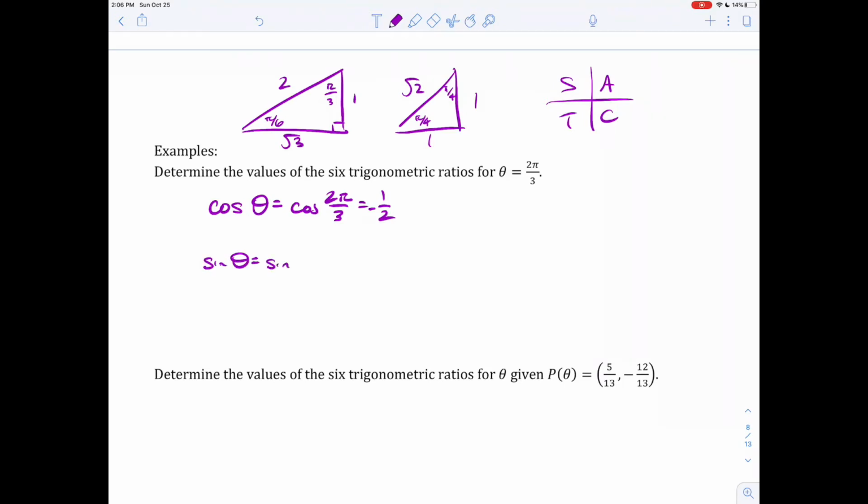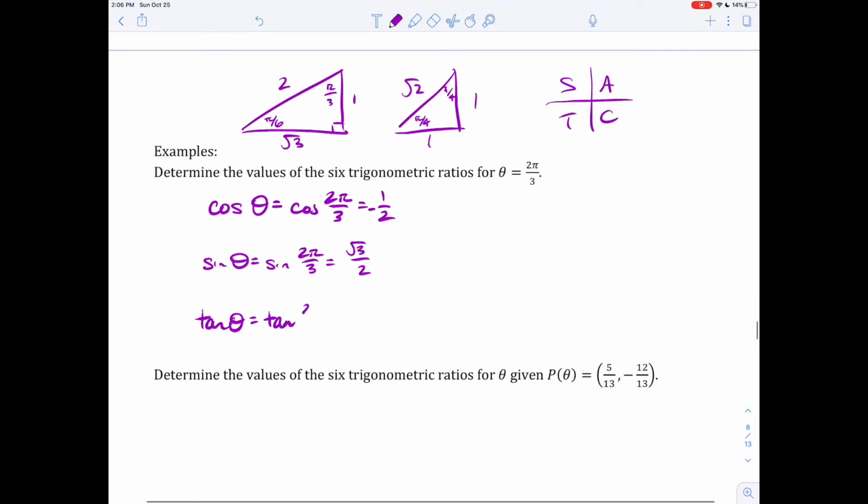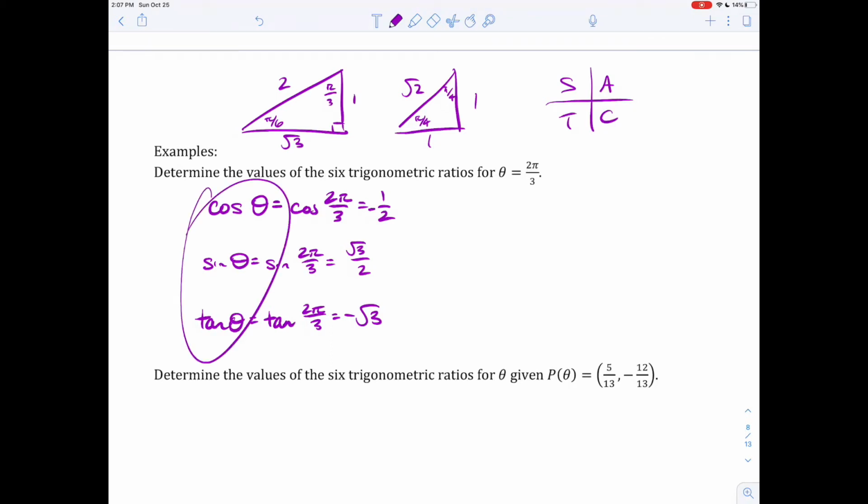Sine theta, which in this case is sine of 2 pi over 3. Here's your pi over 3. Opposite over hypotenuse is root 3 over 2. Again, this angle is over here, so sine is positive. That one's done. Tan theta in this case is the tangent of 2 pi over 3, which is opposite over adjacent, root 3 over 1. Tangent, again, being over here, tangent is negative. There's our 3 primary trig ratios done.